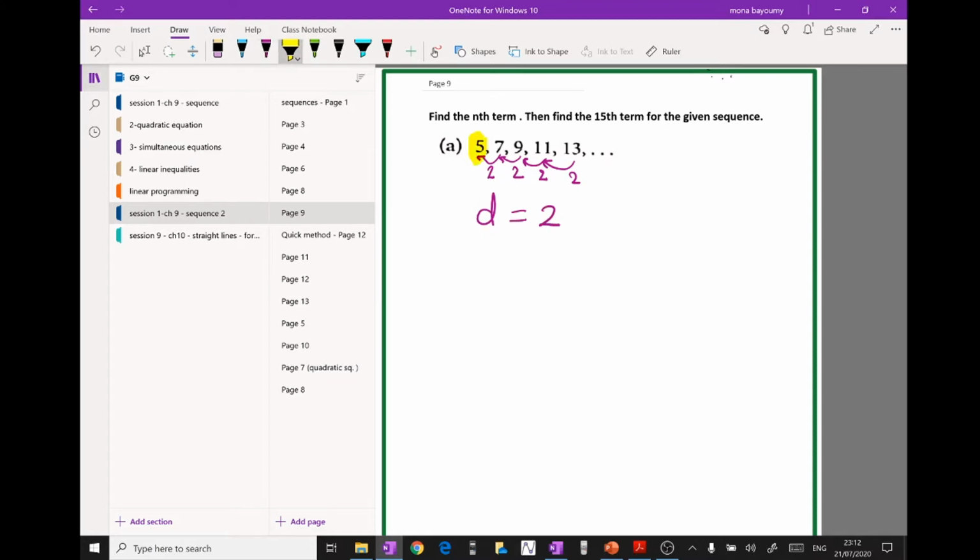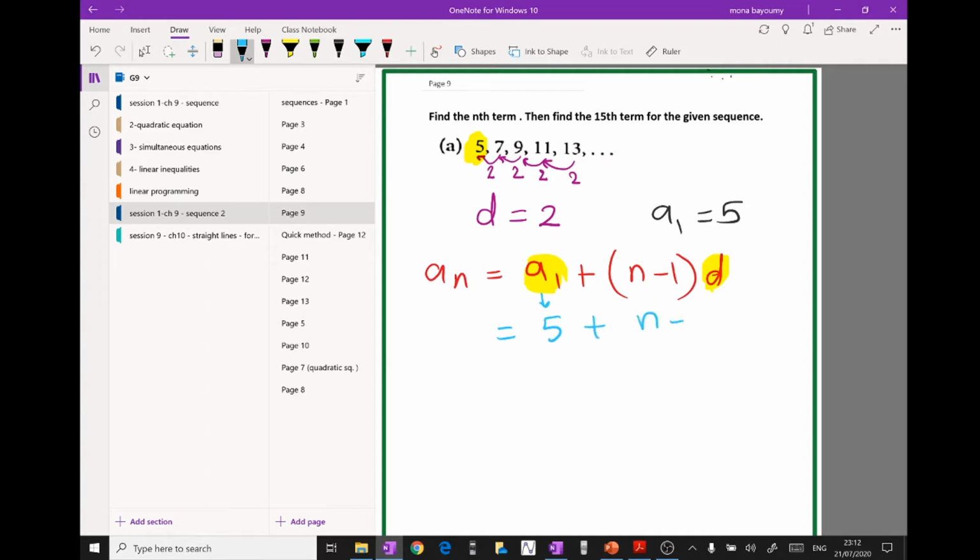And what about the first term? The first term is 5. So a1 equals 5. Just write our formula. The an equals a1 plus n minus 1 times d. Okay, substitute a1 and d to find the nth term. So it is equal to a1 is 5 plus n minus 1 times d, which equals 2.